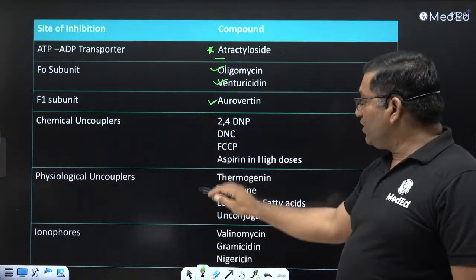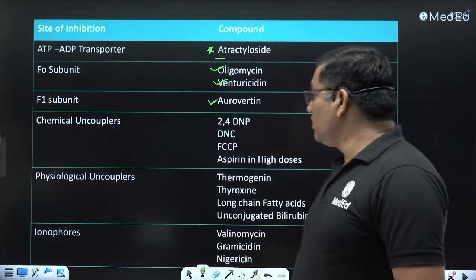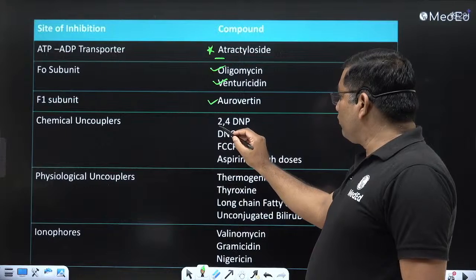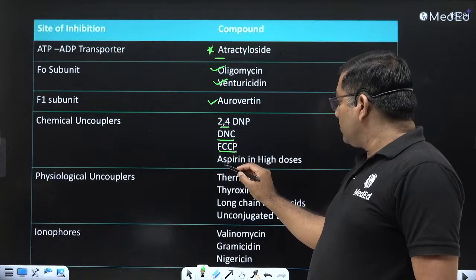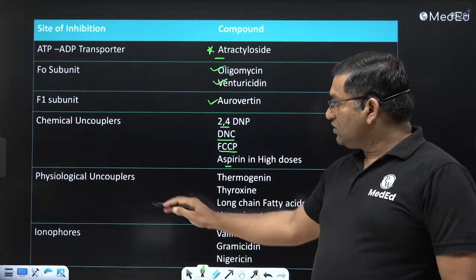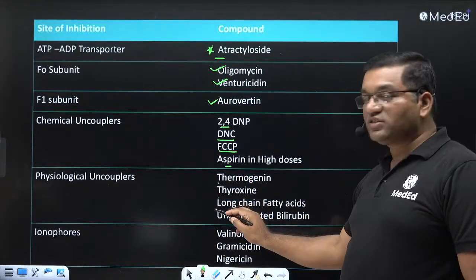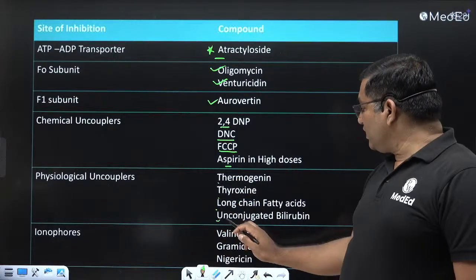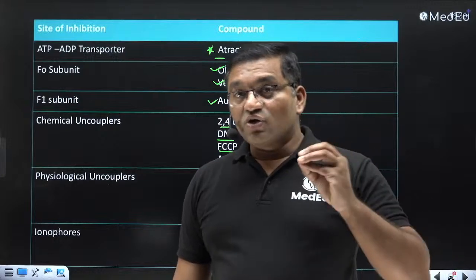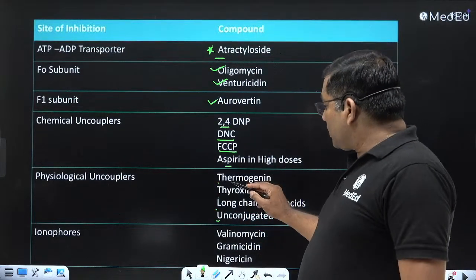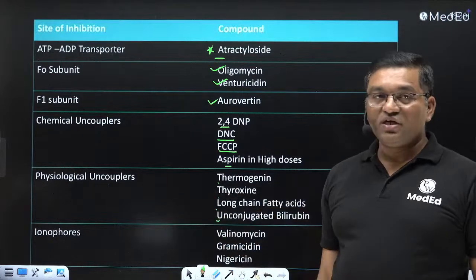These are the uncouplers which disrupt the barrier in the membrane, which increases the permeability of the membrane. So chemical uncouplers: 2,4-dinitrophenol, dinitrocresol, phenylhydrazone, and aspirin in high doses. And physiological uncouplers: thermogenin, thyroxine, long chain free fatty acids, and unconjugated bilirubin. That's why in kernicterus, when there is an increase in unconjugated bilirubin, it is toxic. So thermogenin, thyroxine, long chain free fatty acids, and unconjugated bilirubin are the physiological uncouplers.